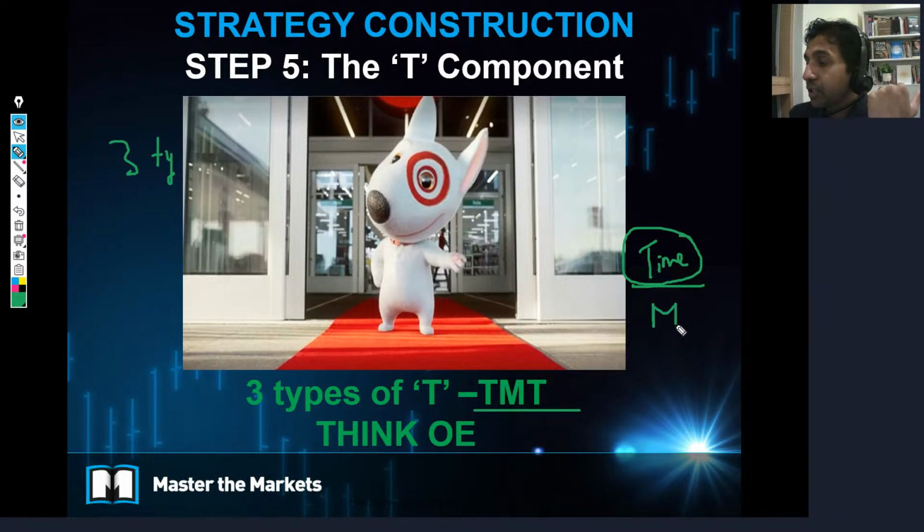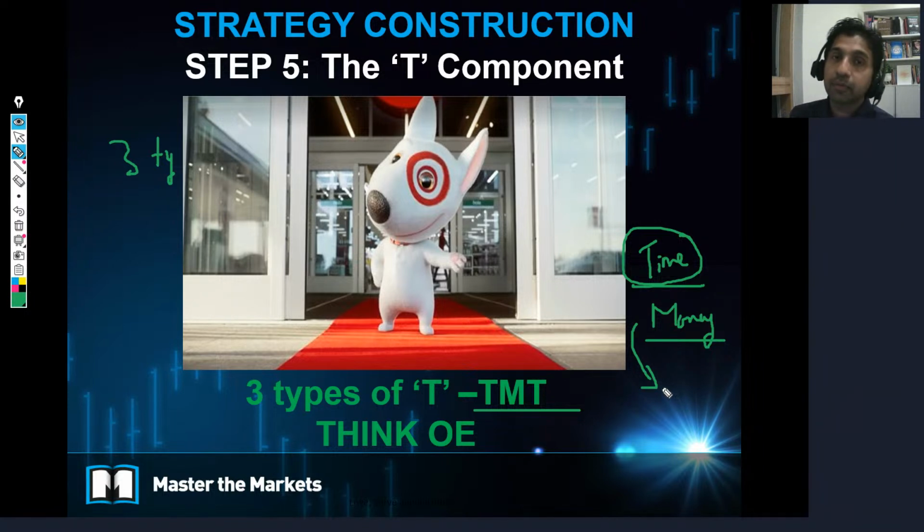The next type of target or exit you need to think about is money based target. Are you going to get out, let's say, when it hits the $1,000 mark or $2,000 mark, when you make $2,000, $5,000? Are you going to come out of the trade when it hits your money amount?